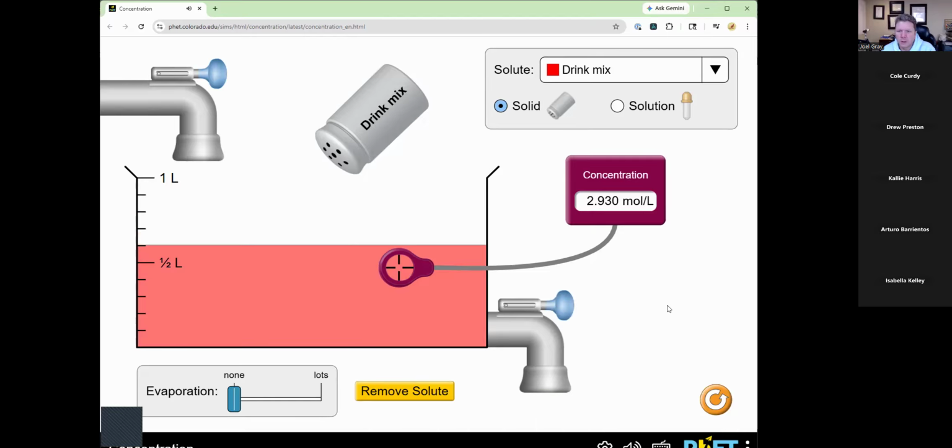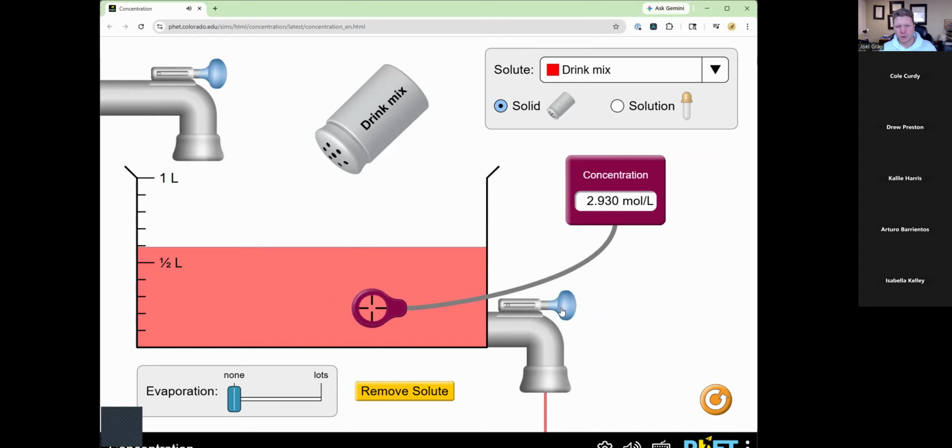Let's watch that. Boom. I went down to 0.6 liters. My concentration did not change. I can go down to 0.5 liters, 0.4. The concentration is not changing.